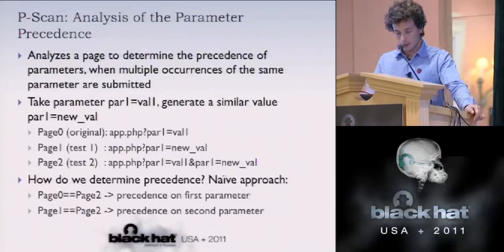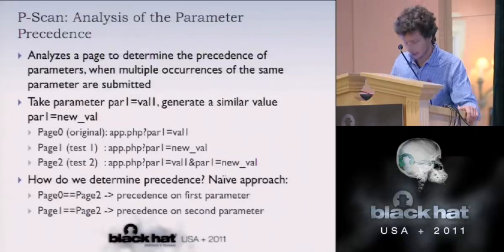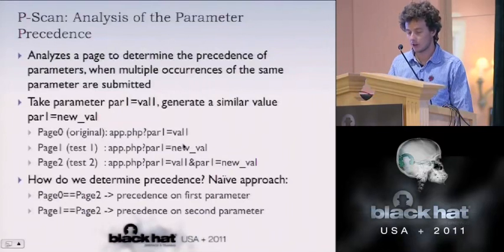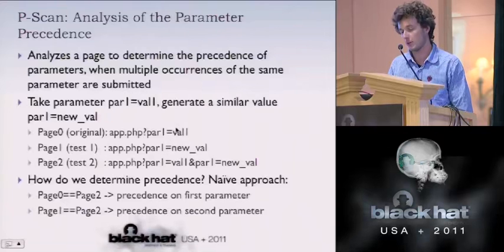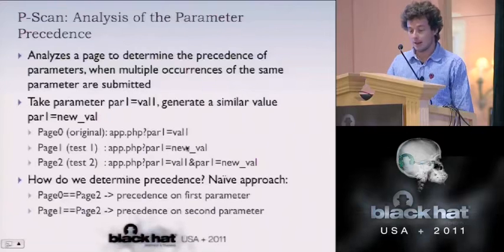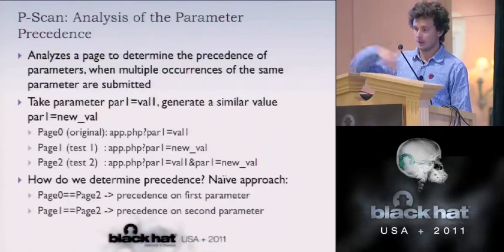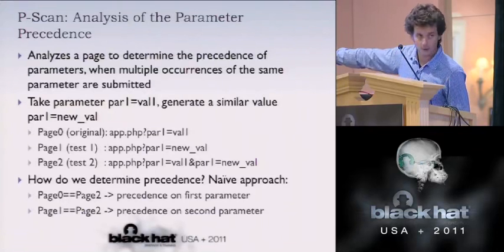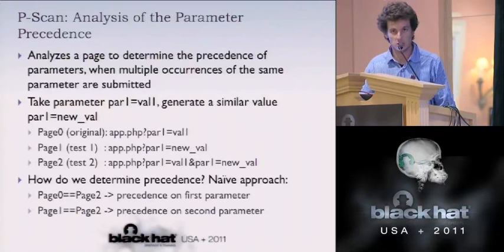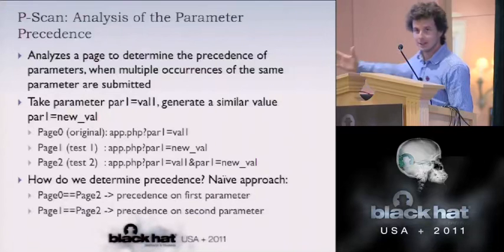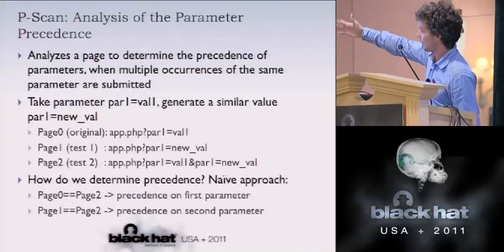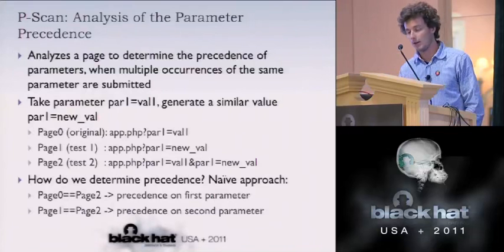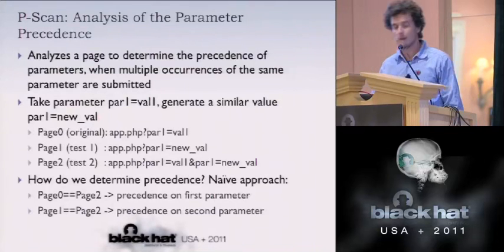So what it does is, if you have a page where you accept just a single parameter called par1, it generates a new value for this parameter. For example, if this is a number, it generates another number, makes a request and gets the answer. And then it generates another request where you have two parameters with the same name but different values, and then just checks the answer. It's pretty straightforward. So if page 0 is equal to page 2, the precedence is on the first parameter, otherwise it's on the second. So this is a very naive approach. In theory, it should work.